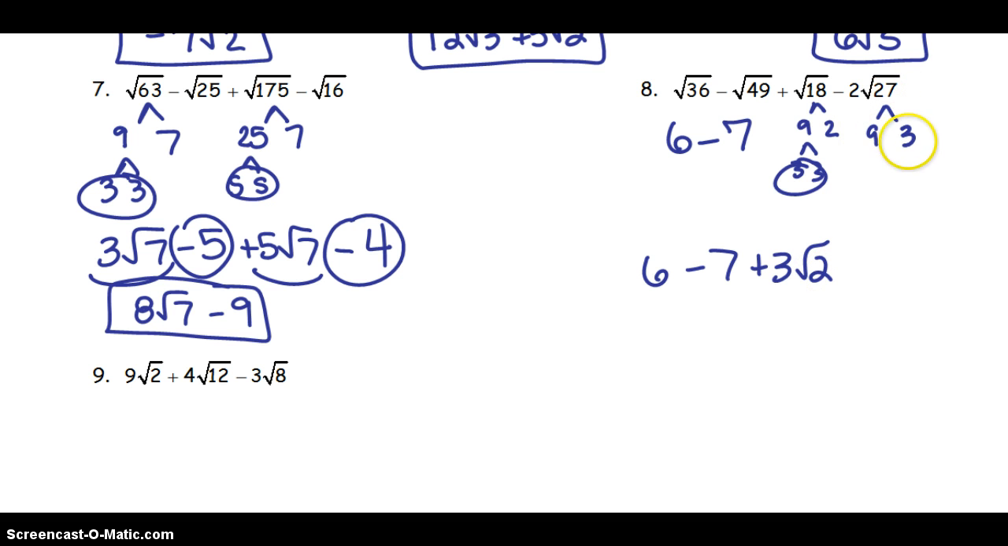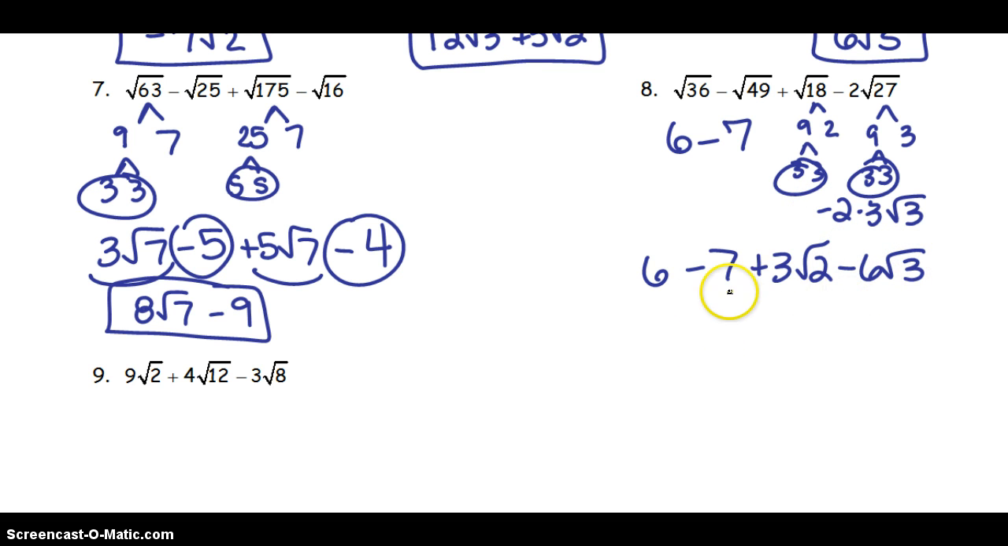This one I have 9 and 3. So I have a pair of 3's. So I have a 2 in front, pair of 3's going out in front, and then a leftover 3. And it's a minus. So it'll be negative 6 root 3.